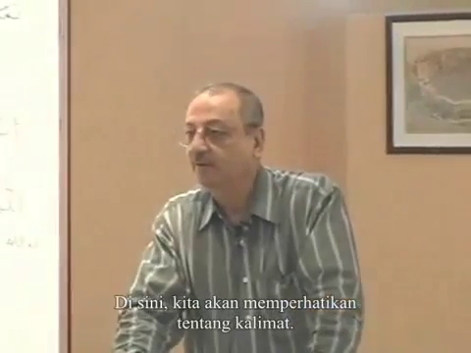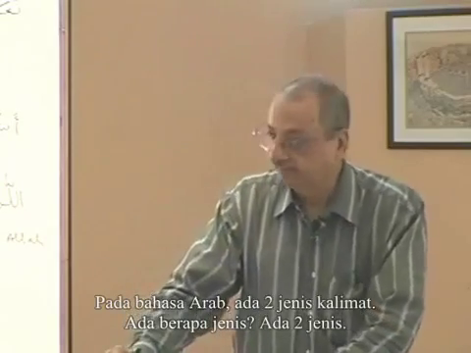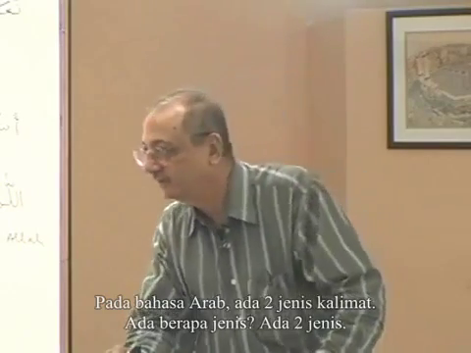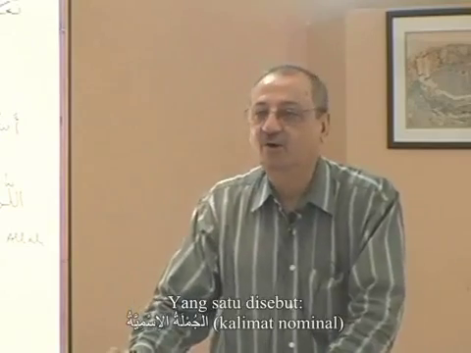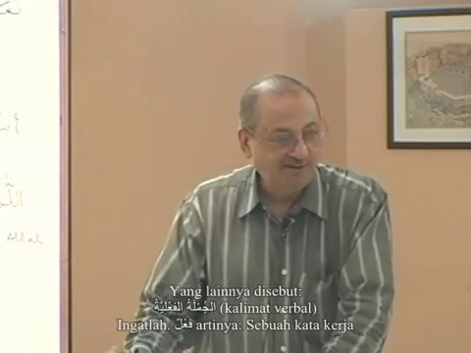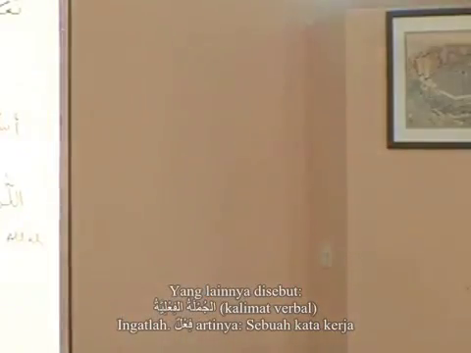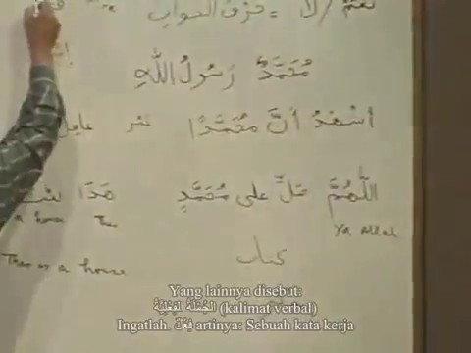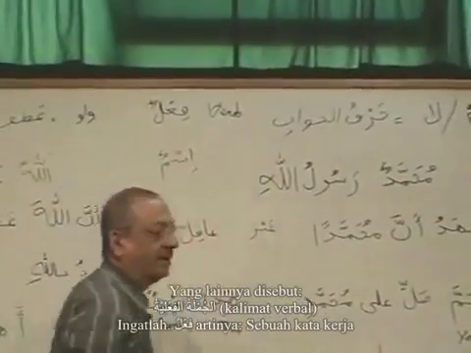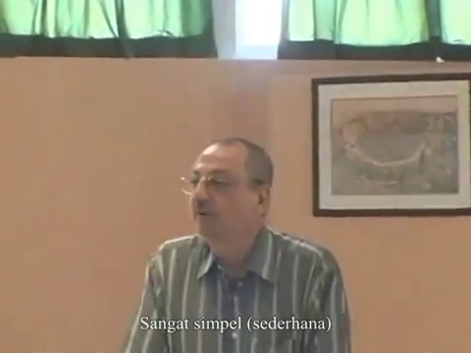Okay. Now, brothers and sisters, in Arabic language, there are 2 kinds of sentences. How many kinds? 2 kinds. One is called Al-Jumlatul Ismiyyah, and other is called Al-Jumlatul Fi'liyah. Fi'al. Remember, fi'al means verb. Fi'alun means verb. Are you with me, brothers and sisters? Okay. So, it's very simple.